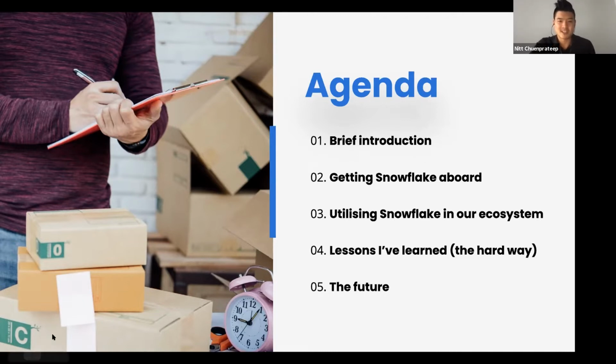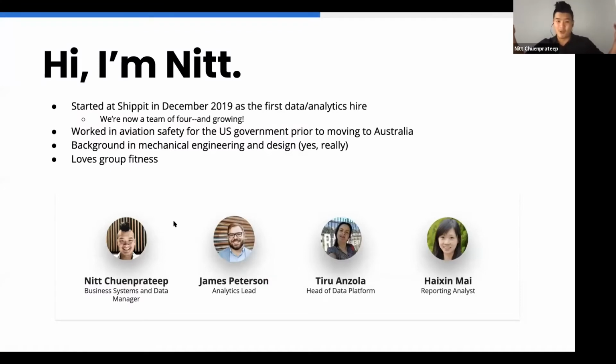So if I move on to the next slide, I'm Nitt. Great to meet all of you. I started at Shippit in December of 2019, right at the start of the bushfires, prior to COVID, as the first data analytics hire at Shippit, right? And what's cool now is that for I think the first entire year that Serena and I were talking about Snowflake and bringing it to Shippit, I didn't really have a team to begin with, right? But now we've become a team of 4 and we're actually growing and hiring because our growth has just been exponential over the past while.